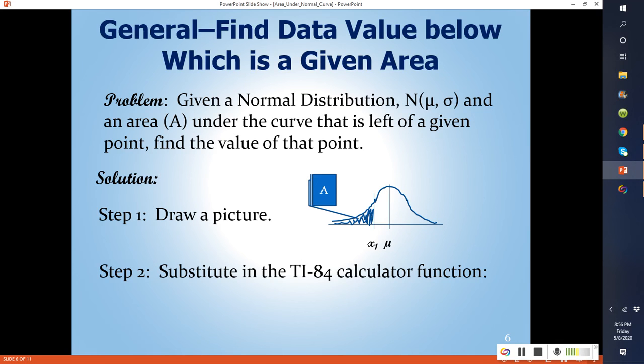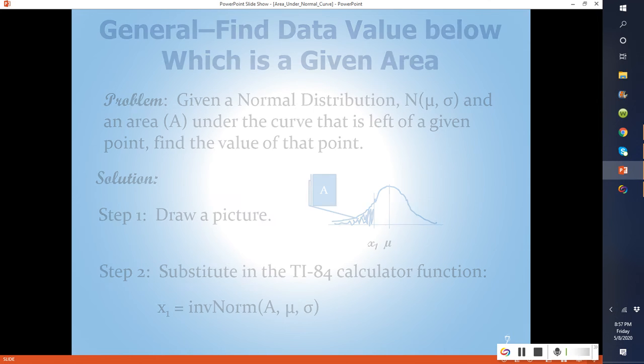So step 2 is simply to substitute in the TI-84 calculator function, and it needs 3 arguments. Inverse norm takes the arguments A, mu, and sigma. A is the area to the left. I'm going to stress that every time.